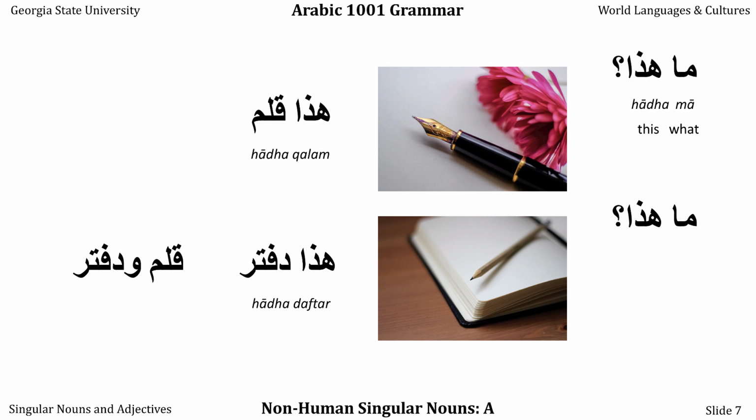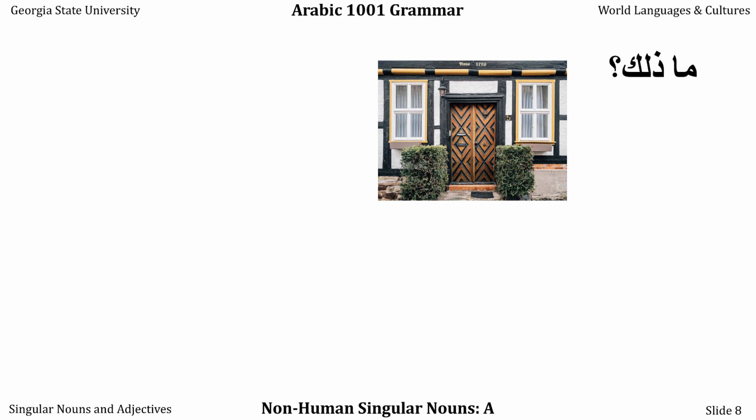Qalam for pen, wa daftar. Wa is "and," and we just stick it on to the next word. We say qalam wa daftar, a pen and a notebook. Moving along, we can say ma dhalik.